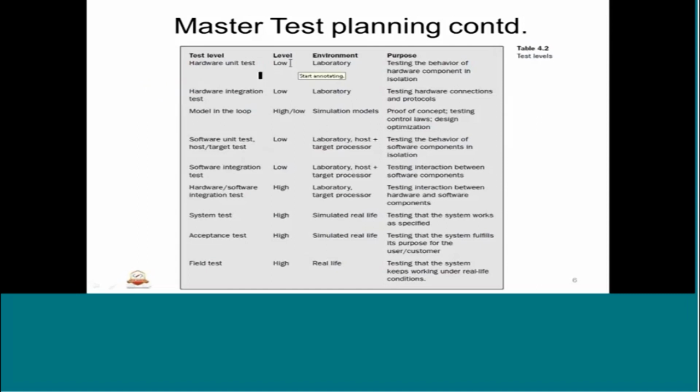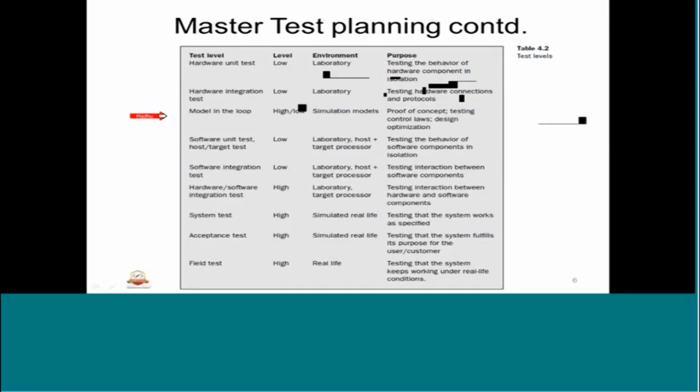Hardware unit test is a low level test, and it is done in the lab, testing the behavior of the hardware component in isolation. As I said, it's a component level, unit level. Hardware integration test is also a low level test, done in the laboratory, testing the hardware connections and protocols. Basically, we have CAN, AFDX, Ethernet, whatever it is. All these are part of hardware integration, where we plug in all the hardware subsystems underneath the basic embedded system and test it.